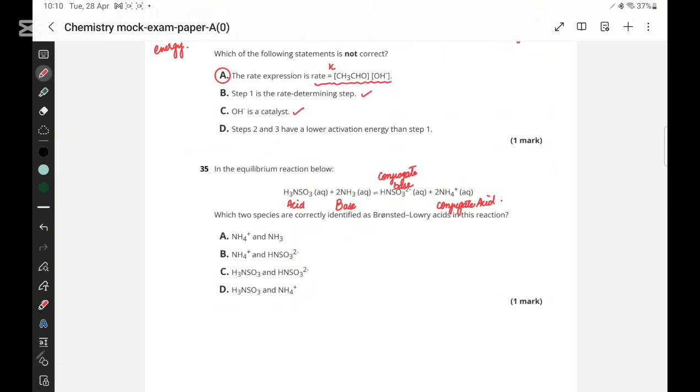So our answer is going to be H3NSO3 minus and NH4 positive. So that is going to be D.